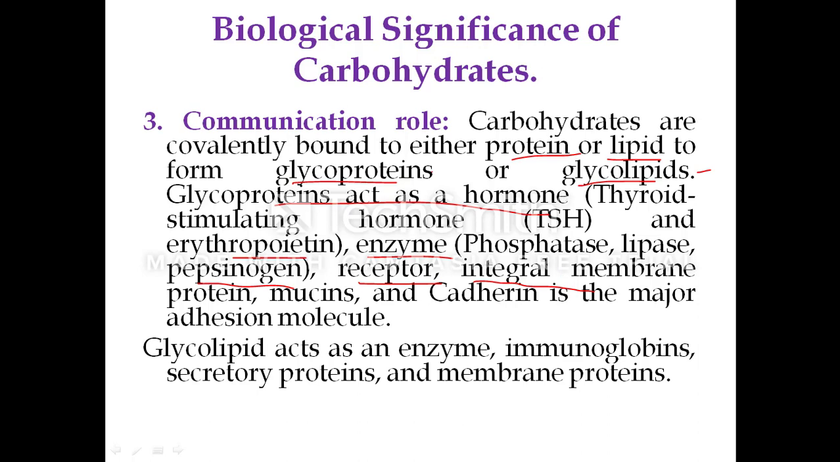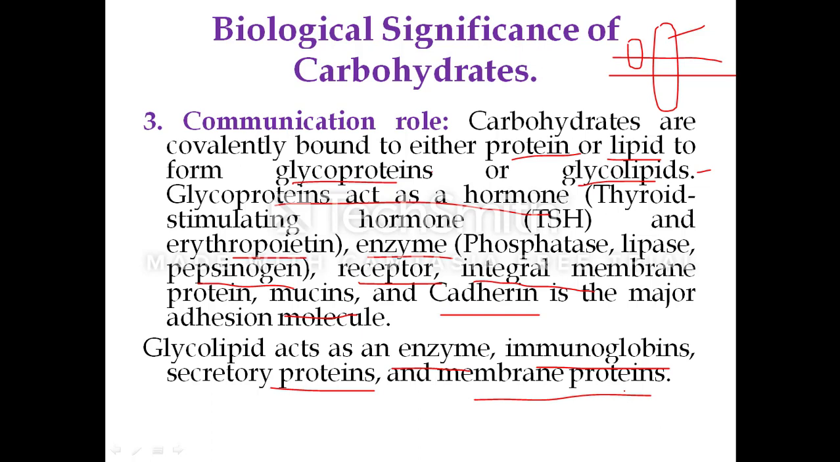And in the plasma membrane, there are two types of protein, intrinsic protein and peripheral protein. So these intrinsic proteins have carbohydrates. And mucins and cadherin are the major adhesion molecules, and they are involved in communication, in sending the signal from one cell to another or from the cell to different regions of the cytoplasm or different regions of the cell. The glycolipids act as enzymes, immunoglobulins, secretory proteins and membrane proteins.